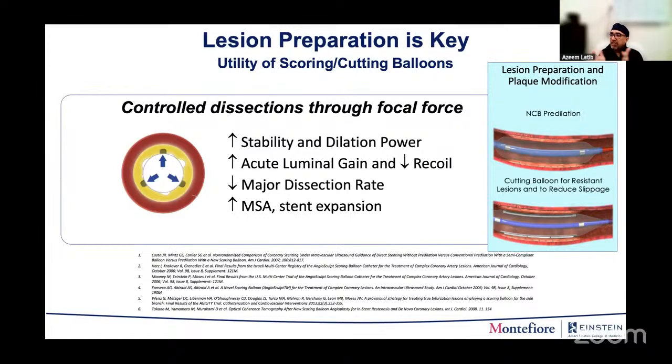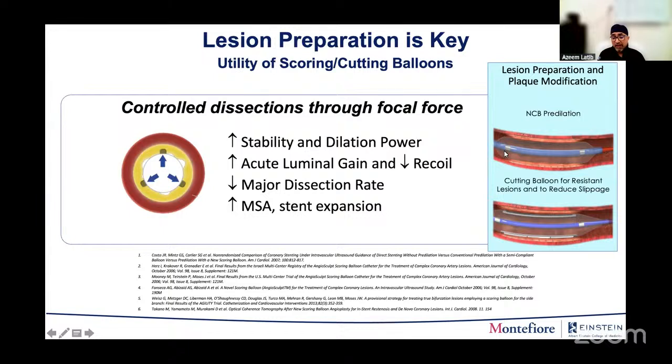You're just pushing it to the wall. Maybe you're causing some cracks in it, but generally you're pushing it to the wall. If you use a cutting balloon or scoring balloon, you're actually scoring it. So you're making cuts into the neointimal hyperplasia. And so you can have drug that goes deeper into the tissue than you would without a scoring balloon.